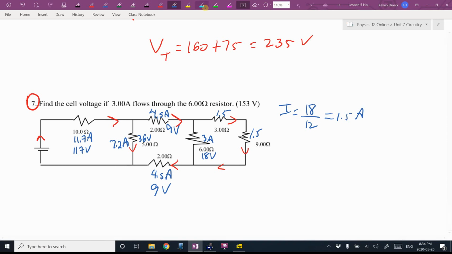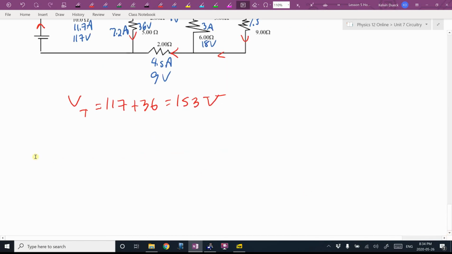And after all that, I ski. 117 volts. Whee! 36 volts. Oh, that was able to get me down to the bottom. I could ski other paths as well, but the total voltage is going to be 117 plus 36, which is 153 volt battery. Cool.